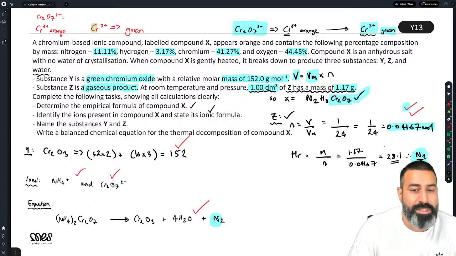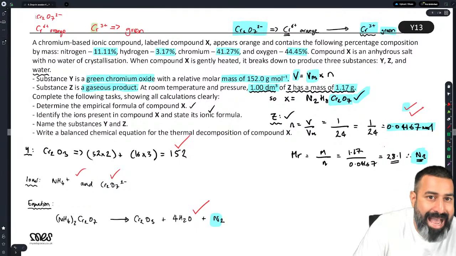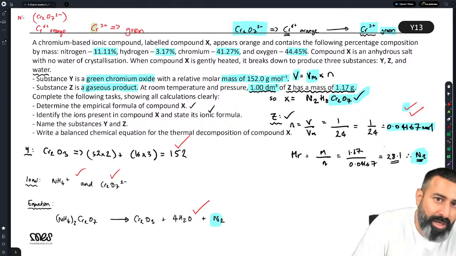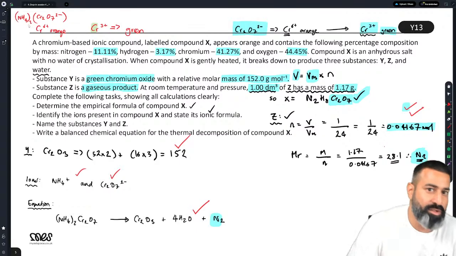You have to figure out, it's telling you it's an ionic salt, so it's going to be made up of an anion, and that's the anion. So you have nitrogen and hydrogen left over, so that's got to be the cation, but you need two of those to balance it out.